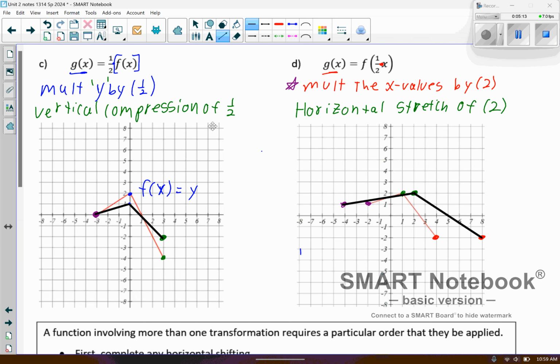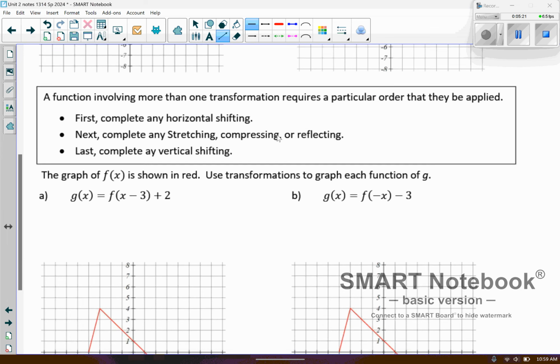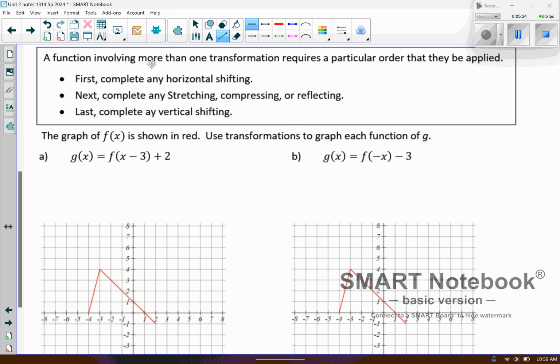All right, so the last part we're going to look at is if we're going to do multiple transformations. The order in which you do the multiple transformations does matter. Right here it says a function involving more than one transformation requires a particular order that they be applied. First, you want to complete any horizontal shifting. That's always going to go first. So any shifting from left to right needs to go first.